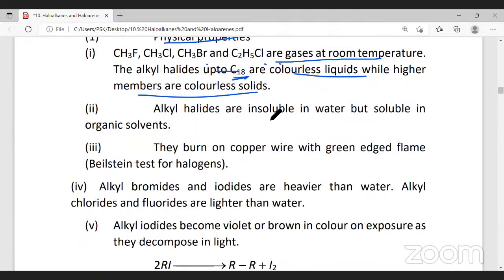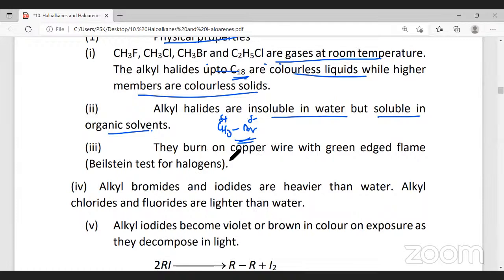Now, alkyl halides are insoluble in water, but soluble in organic solvents. Why? They do not form hydrogen bonds with water, so they are insoluble in water, even though alkyl halides are polar molecules. If you take CH3Br, Br is partial negative and carbon is partial positive. It's a polar molecule. Water is also polar, and like dissolves like. That's what we understand. But here, alkyl halides will not be in a position to dissolve in water because they do not form hydrogen bonds.